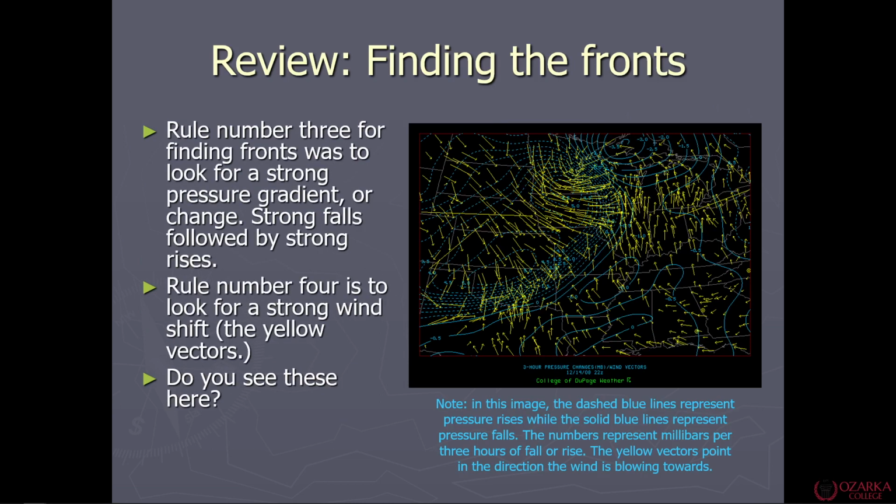These are all the winds associated with the fronts. Now note, in this image, the dashed blue lines represent pressure rises while the solid blue lines represent pressure falls, okay? The numbers represent millibars per 3 hours of rise or fall. The yellow vectors point in the direction the wind is blowing, okay?